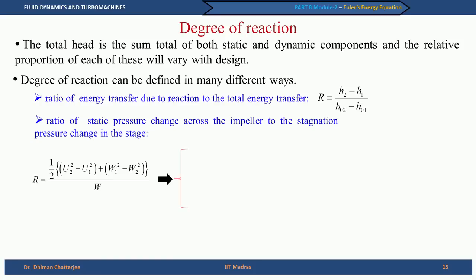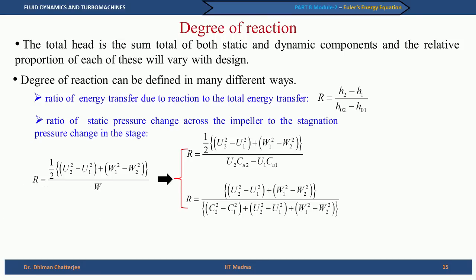And it can be expressed in different ways. For example, I can replace W as U2 Cu2 minus U1 Cu1 and rewrite R, or I can write R in terms of the velocities C1, C2, W1, W2, U1, U2 as given here. In either way, the definition we have assumed is that a portion of it is going for the static pressure rise, the static enthalpy change, which is the numerator, divided by the total energy transfer or the total blade specific work, in this case being an ideal world.